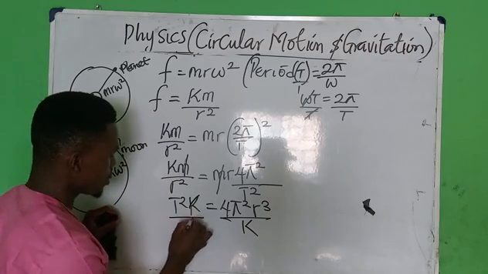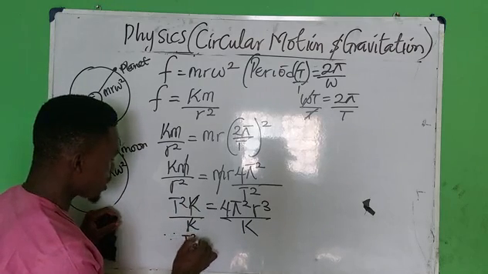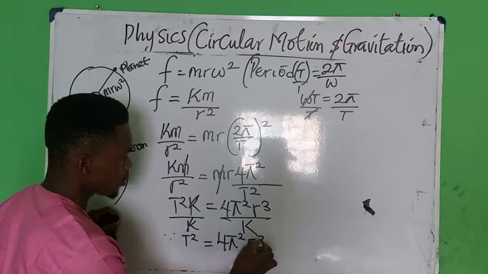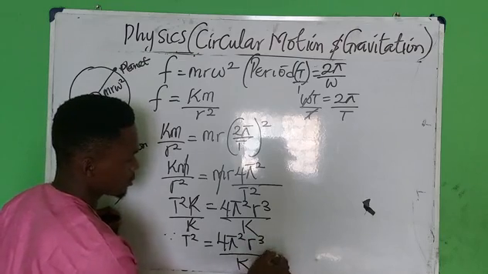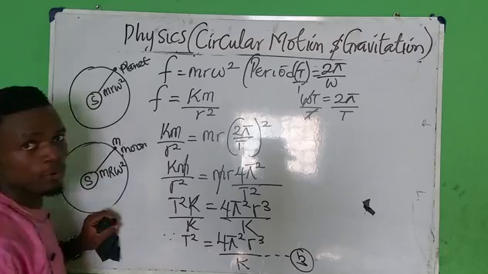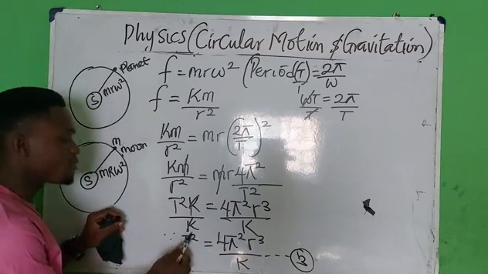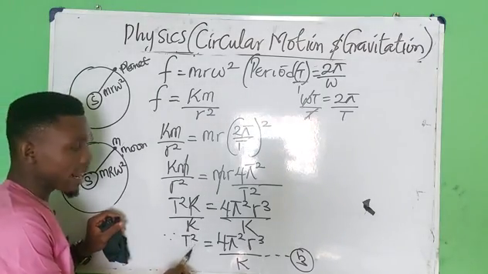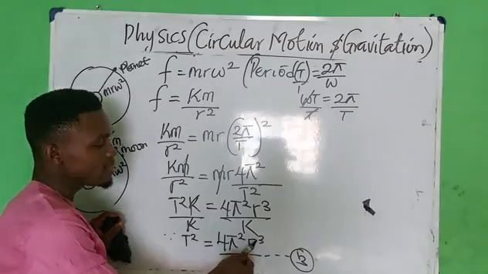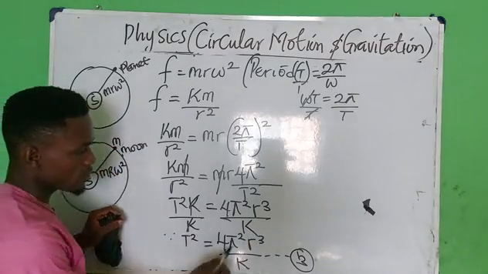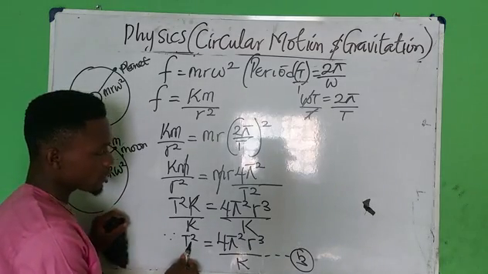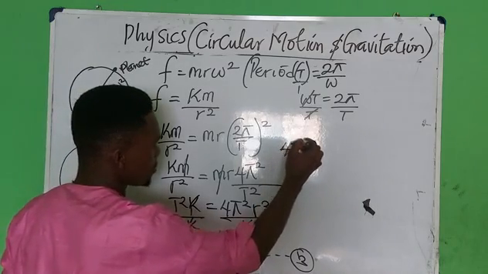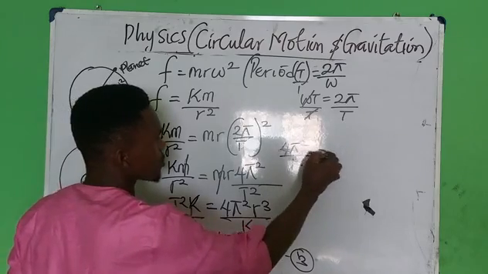Therefore, t squared now equals 4 pi squared r cube over k. So this is Kepler's third law. He said that the period of the revolution of the planet has a direct relationship to the cube of the distance from the moon. And of course, if this has a direct relationship with r cube, it means that 4 pi squared over k is a constant.